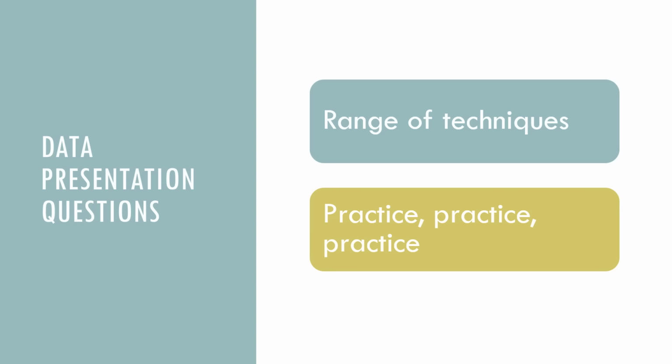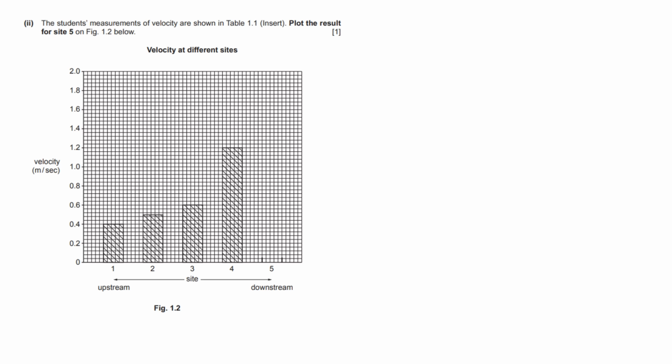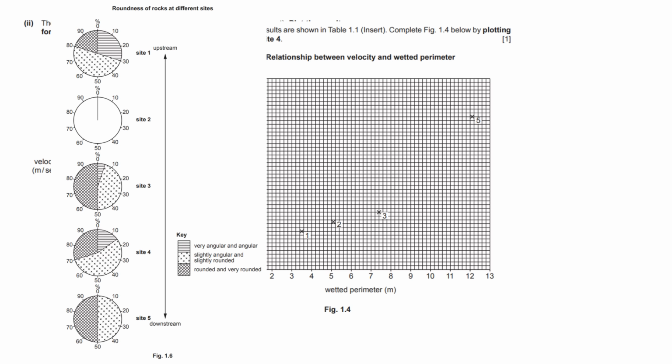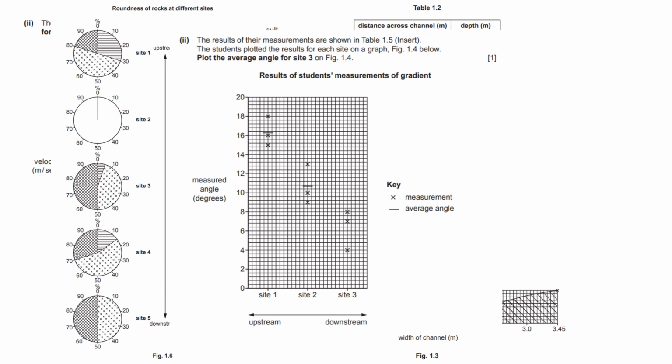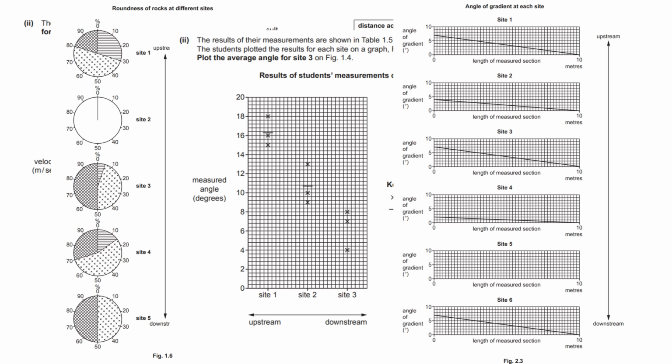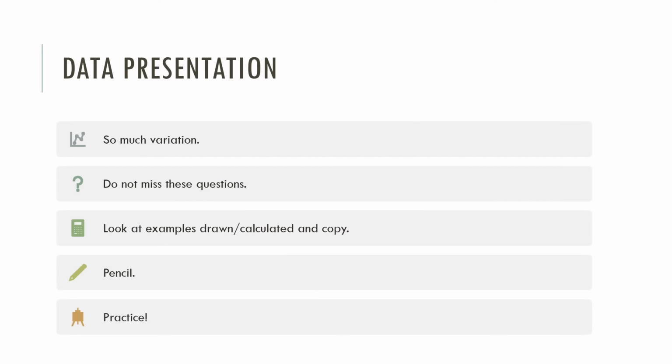But I'm going to take you through a range, show you what you need to do, and really just re-emphasize this is down to practice, practice, practice. So some of the techniques that you could do: simple bar graphs, scatter graphs, pie charts, cross-sectional graphs. Again, scatter graphs showing various measurements. Again, a line graph to show gradients.